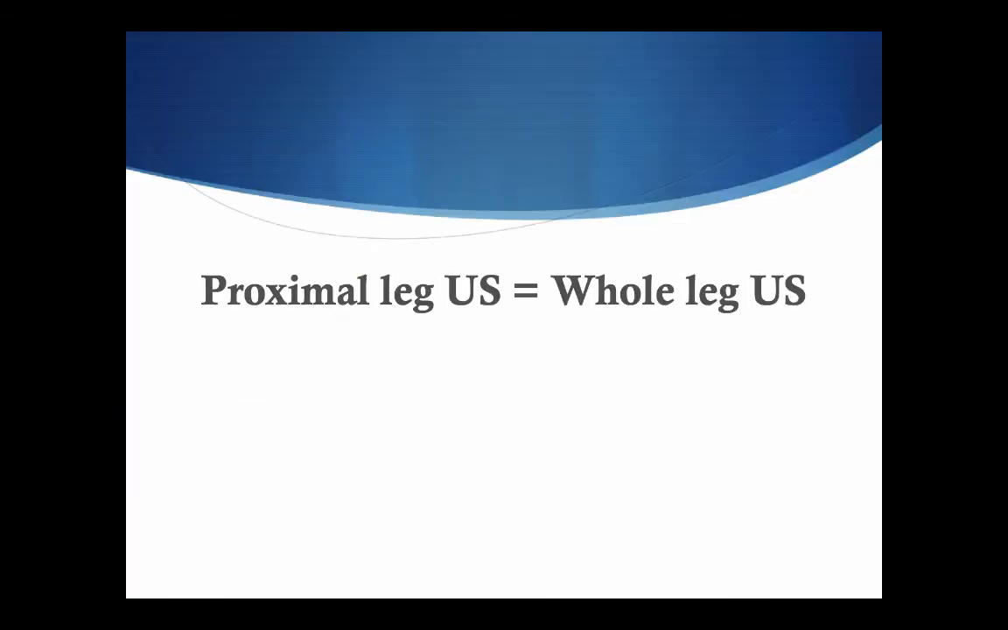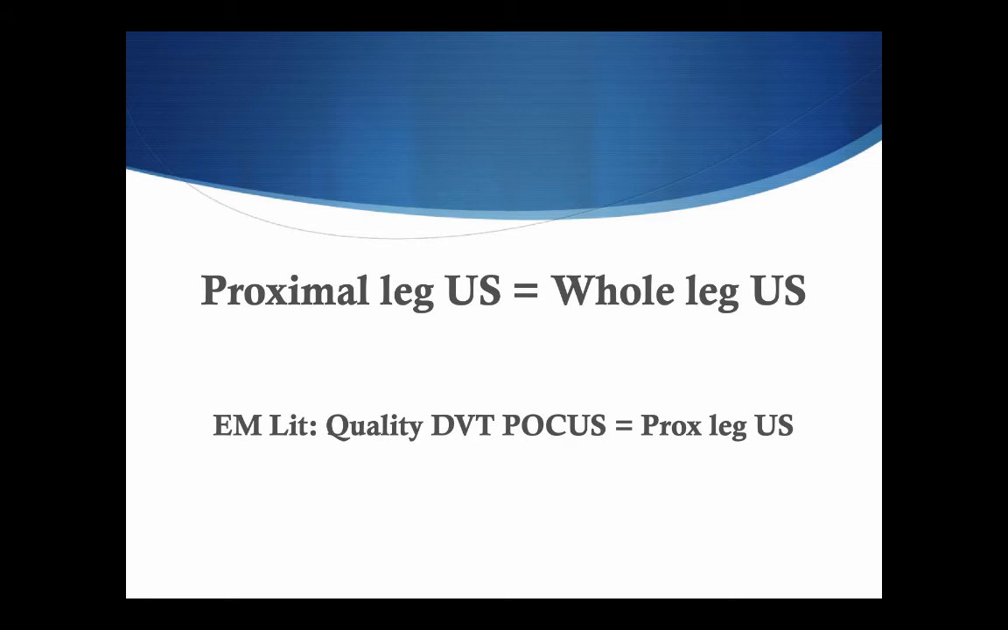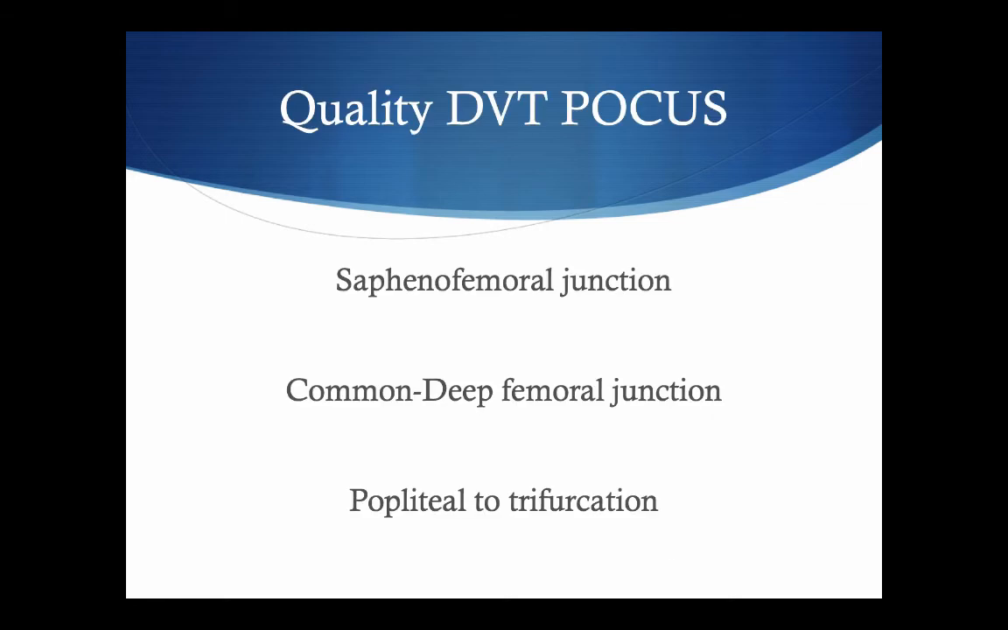So just again, reminder take-home points: proximal leg is pretty much equivalent in the guidelines to whole leg ultrasound. If you do a quality DVT POCUS, and I'm going to go over that quickly, it's the same as a proximal leg ultrasound. And so here's what a quality POCUS is. You've got to get the saphenofemoral junction, so that's way up in their groin, where you're going to feel uncomfortable putting your hands next to the patient, and you've got to find that junction.